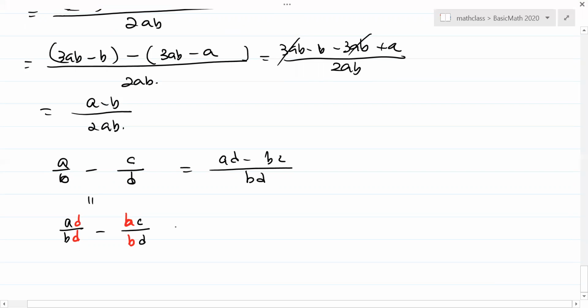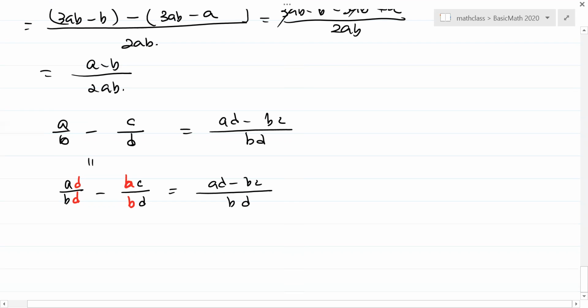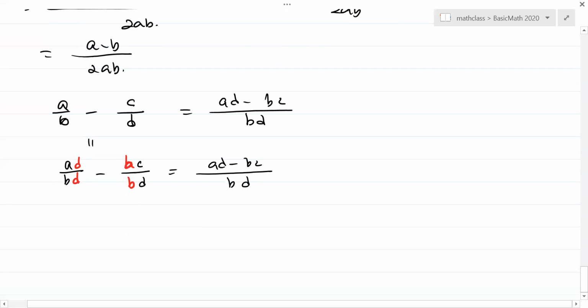Then you can say here's BD and AD minus BC. That's how we use this idea on problems. To do some problems, we do not use a formula in general here. Just make them have a common denominator, right?